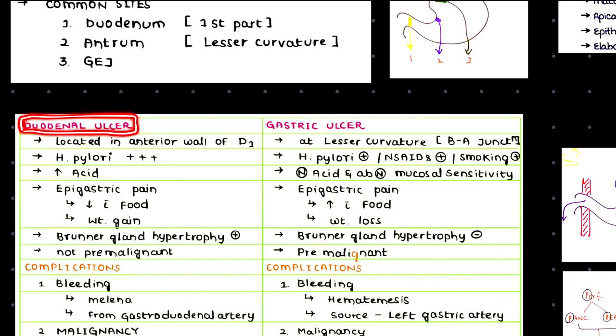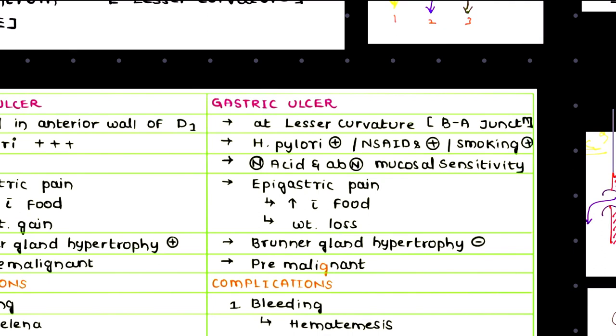Now moving further, the causative agent of duodenal ulcer. How does duodenal ulcer occur? It occurs because of H. pylori, right? The main causative agent associated with duodenal ulcer is H. pylori. And talking about gastric ulcer, H. pylori is also a cause, right?